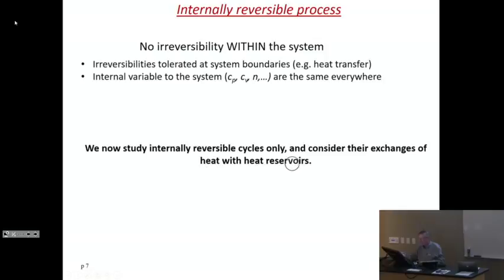From now on, these are the only cycles we will study, internally reversible cycles, and we will consider the exchanges of heat with heat reservoirs. It is a very imperfect picture, and we will show you what happens when we have cycles that are not quite like that, and we will take other approximations in future chapters. But for the moment, in chapter 5, we will only study internally reversible cycles.